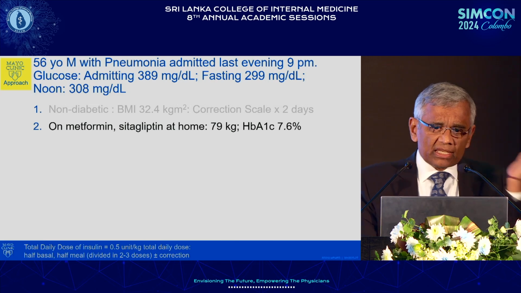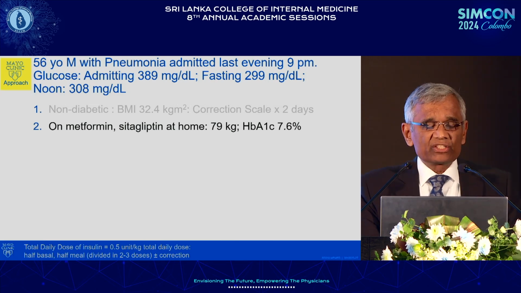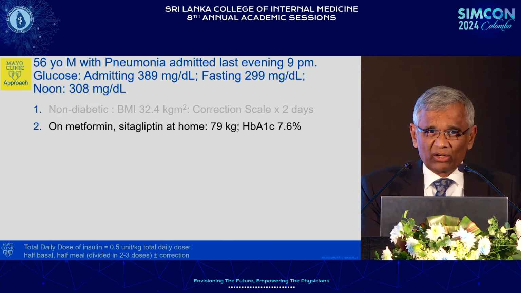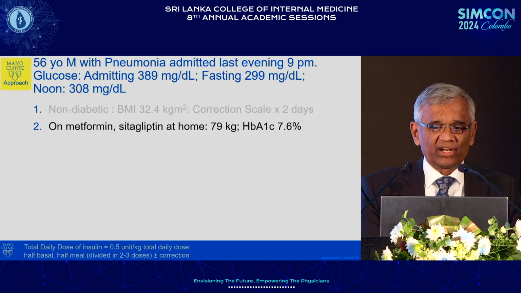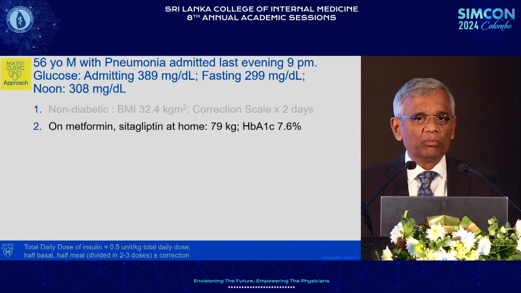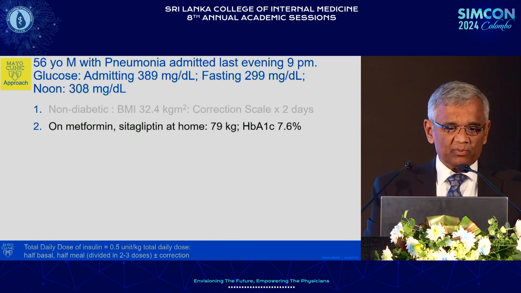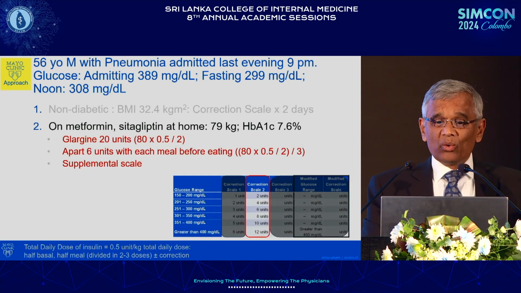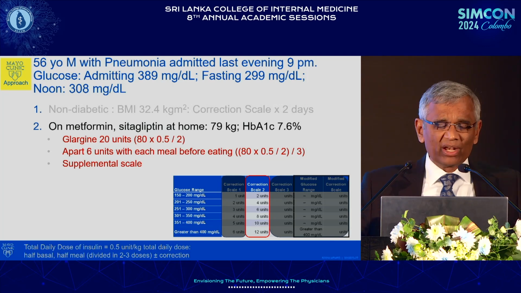Moving on, similar story, but this time an established diabetes person: admitting glucose 389, fasting glucose 299, noon glucose 308 milligram per deciliter. Patient is on metformin and sitagliptin at home. Hemoglobin A1c is 7.6%. So here, with high glucose, we want to schedule an insulin dose.